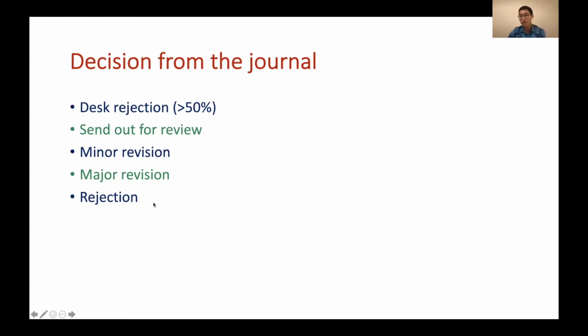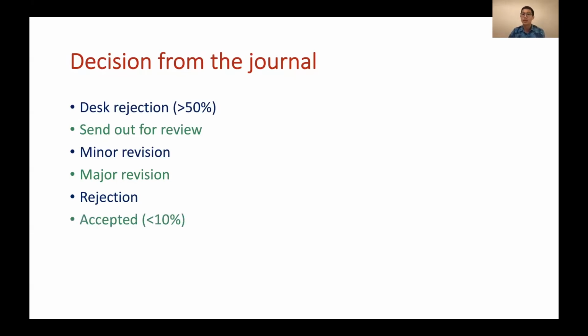So rejection. Rejection is when the editor doesn't like it, and the reviewers don't like it either, and then they reject it. Most rejection letters will say that this is not novel enough. Maybe it has been published somewhere, and also it's not interesting enough, for example.